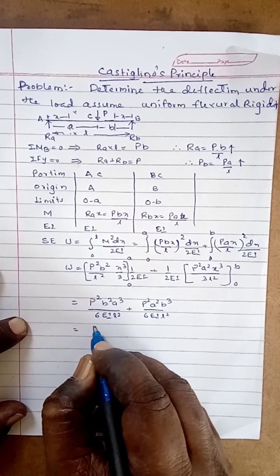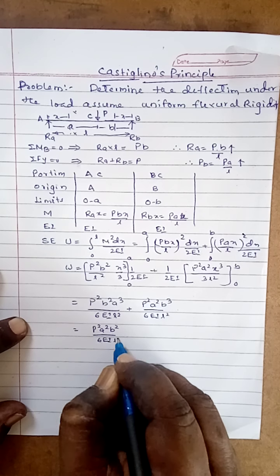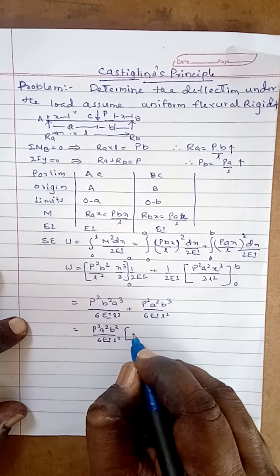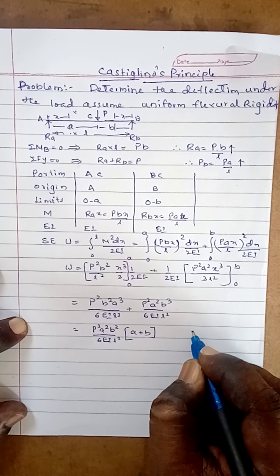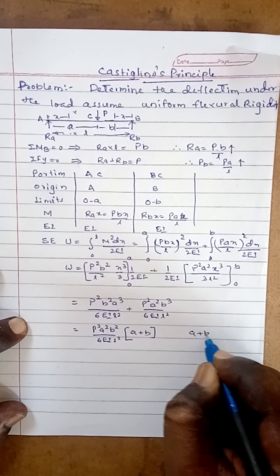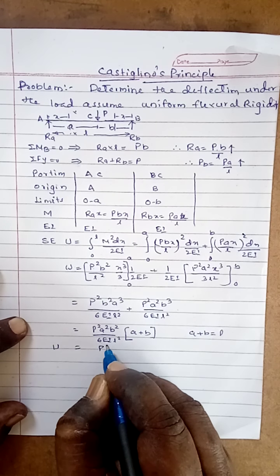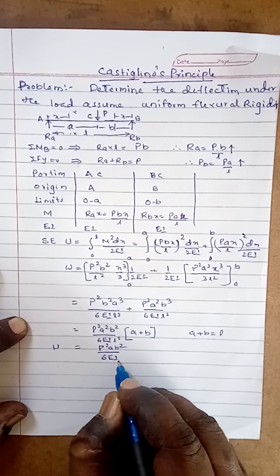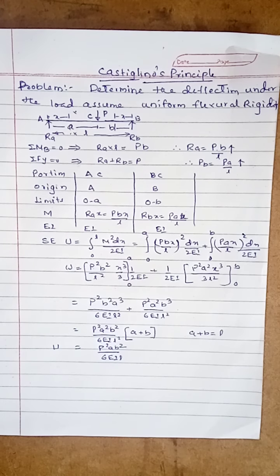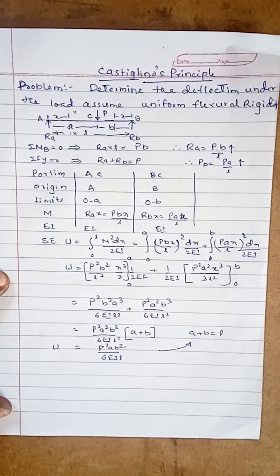Then this equals P square A square B square divided by 6EI L square, which is common. In the first term A is the remaining thing, in the second term B is the remaining thing. Here A plus B equals L. Then the total strain energy is P square A square B square divided by 6EI L, since A plus B equals L, so one L cancels in both denominator and numerator.